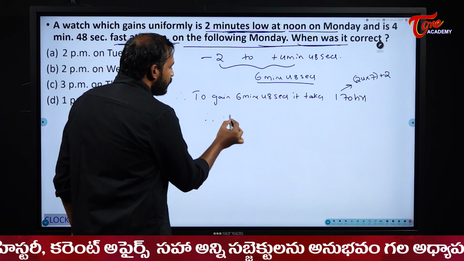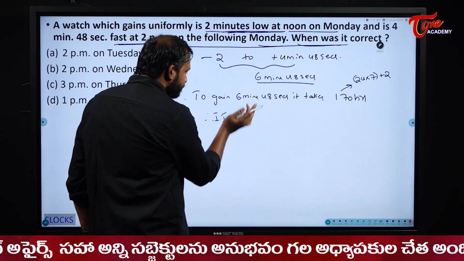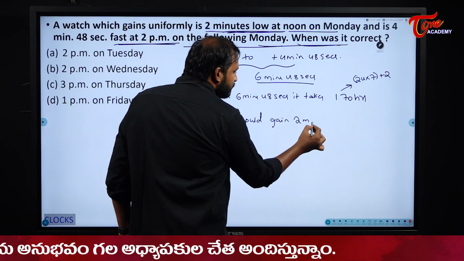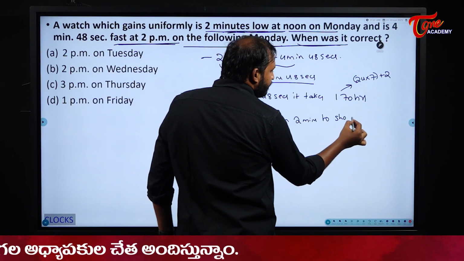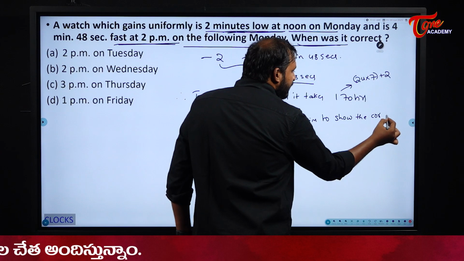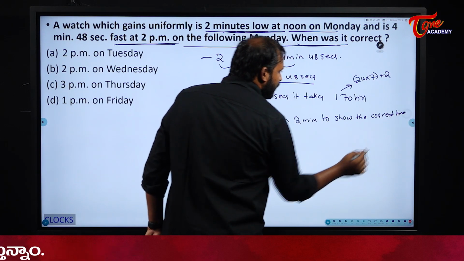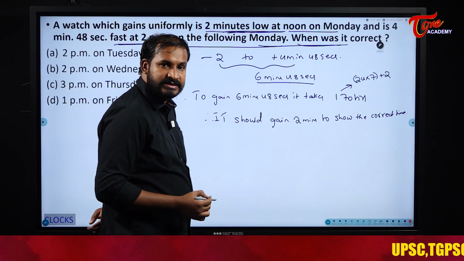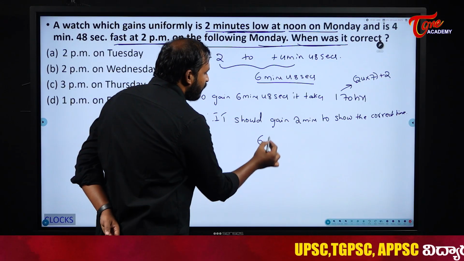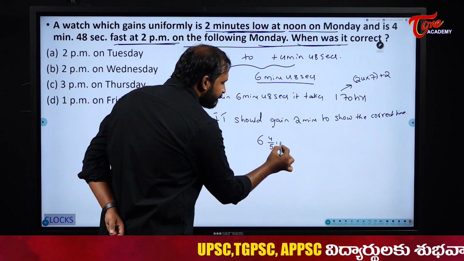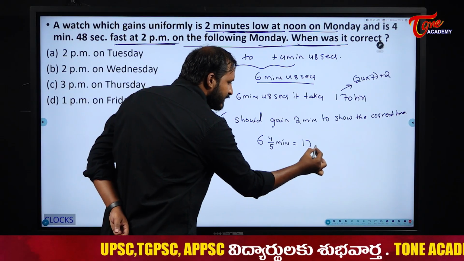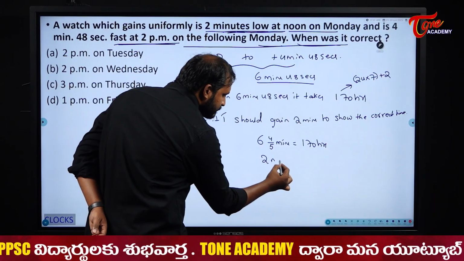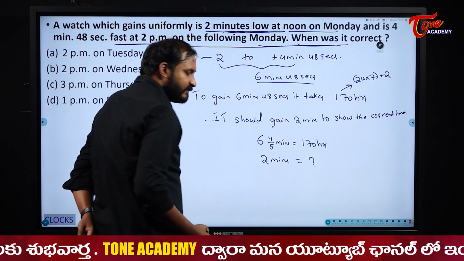So therefore, it should gain 2 minutes to show the correct time. So how much time will it take to gain 2 minutes? See here, 6 minutes 48 seconds, right? So can I write this as 6 4/5 minutes equal to 170 hours. Okay, now to gain 2 minutes, how many hours will it take?